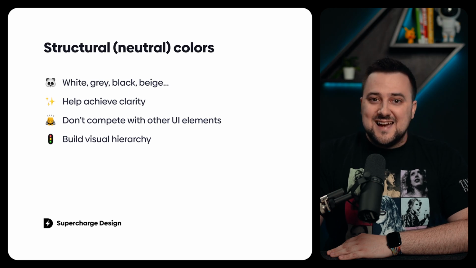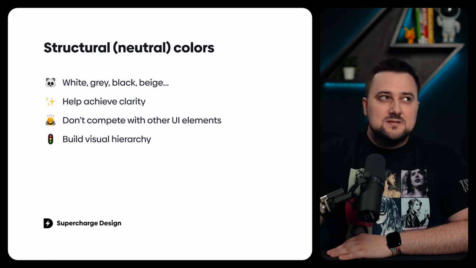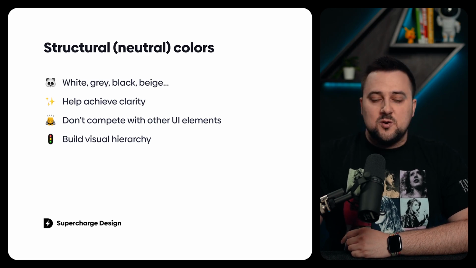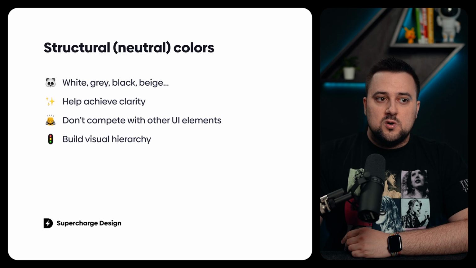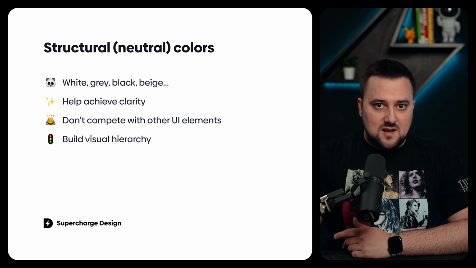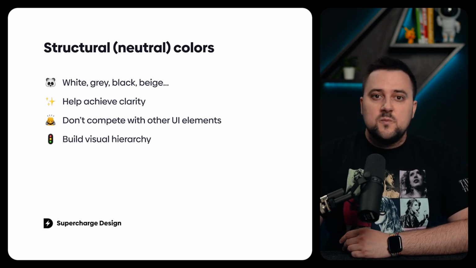While they may not be as exciting, vibrant or bold as other colors, they serve a crucial role in UI design. One of the most important reasons for using structural, neutral colors is to create clarity. UI designers need to ensure that their designs are easily readable and understandable, and structural neutral colors are perfect for achieving this. They allow the main content and important elements to stand out. They don't compete with other UI elements, such as text or buttons, and instead create a clear visual hierarchy.